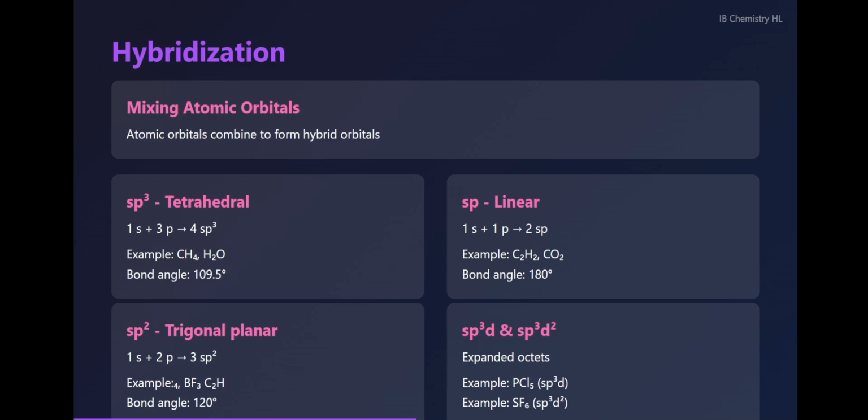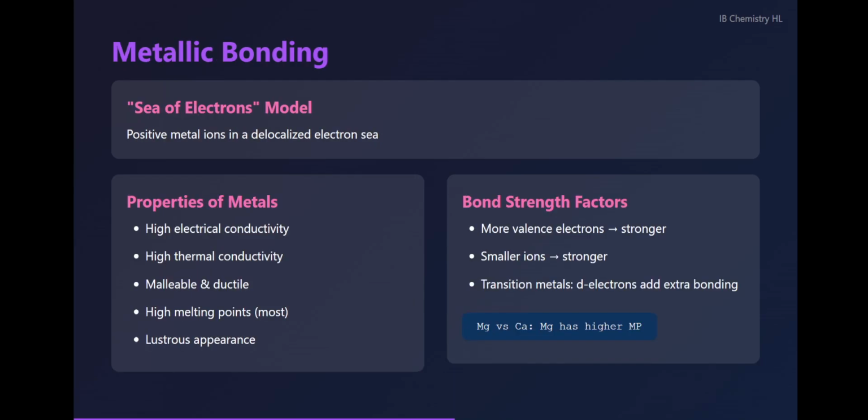Metallic bonding occurs in metals where electrons are delocalized in a sea of electrons. Positive metal ions are embedded in this electron sea and are held together by attraction to the delocalized electrons. This explains the characteristic properties of metals. High electrical conductivity, because electrons can move freely. High thermal conductivity, malleability and ductility, and high melting points. The strength of metallic bonding depends on the number of delocalized electrons and the size of the metal ions. Transition metals have high melting points due to additional d-electron bonding.